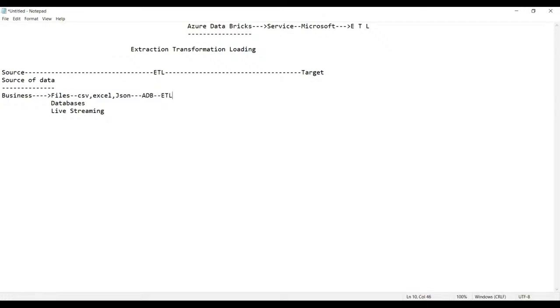ETL. Am I right, everyone? Yes, ADB, that is called Azure Databricks, and we pull in the data by using this ETL of ADB. Ultimately, once the extraction and transformation are done, finally the data will be loaded into the destination.